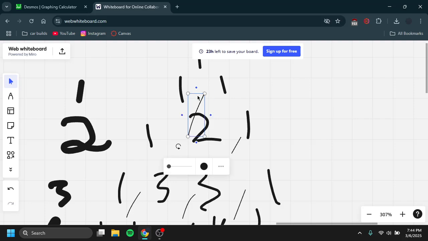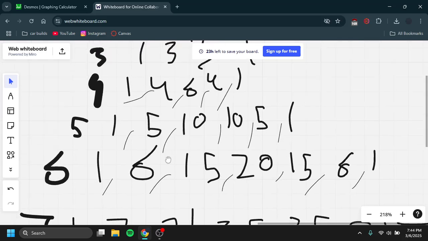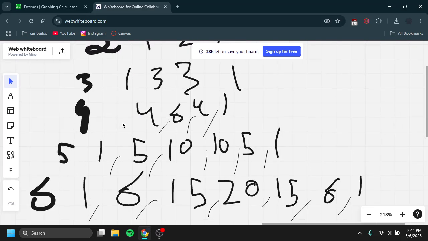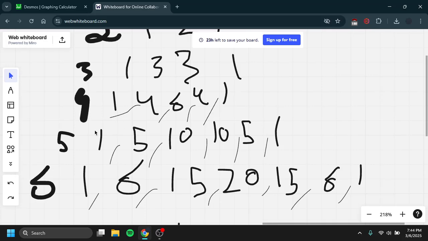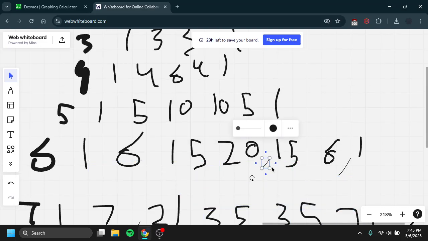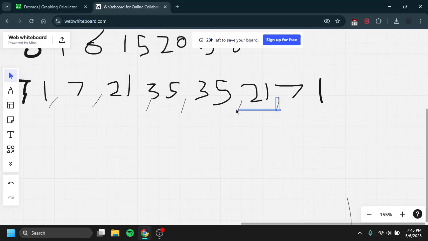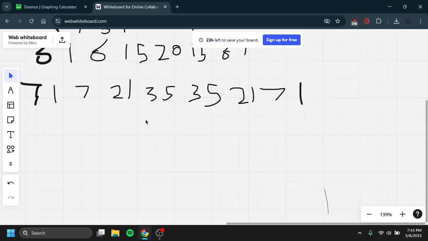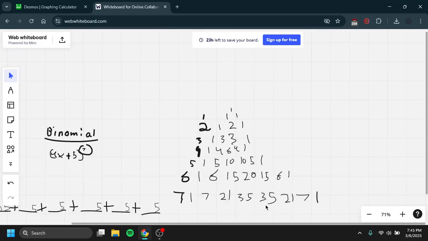Let me delete all of these. I thought it would make it easier, but no, it's still pretty difficult. So let me hide that really quick. Sorry about that. Okay. That should make everything easier.